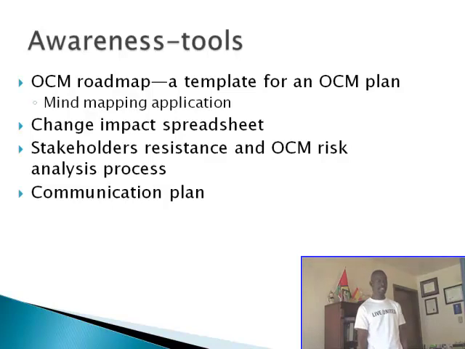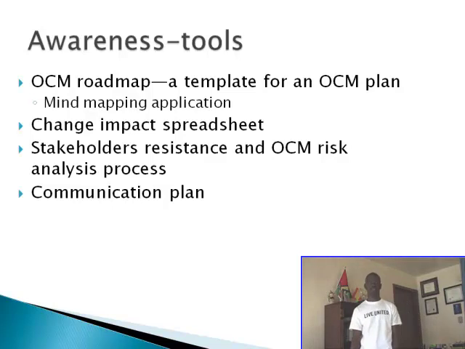Develop change impact spreadsheets. Have those so that you can pretty much determine what changes are going to be performed. Look at those, see how they will impact different parts of the organization. A stakeholder resistance and OCM risk analysis process you want to have in place. You want to have the proper tools to take care of that as well. This is very key. I will touch on that later on.